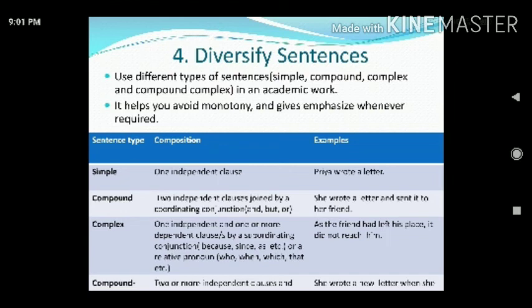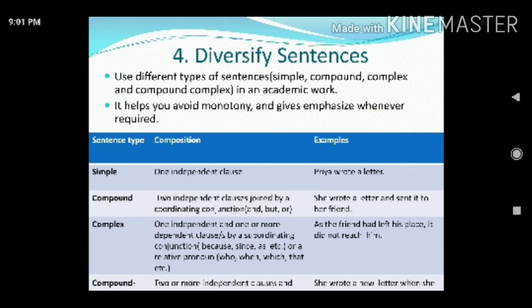First one, simple sentence. A simple sentence contains one independent clause. For example, Priya wrote a letter. This is a simple sentence because it has one subject and a predicate. That means one independent clause. And second one is compound sentence. A compound sentence contains two independent clauses joined by a coordinating conjunction. For example, she wrote a letter and sent it to her friend. This contains two independent clauses joined by and.